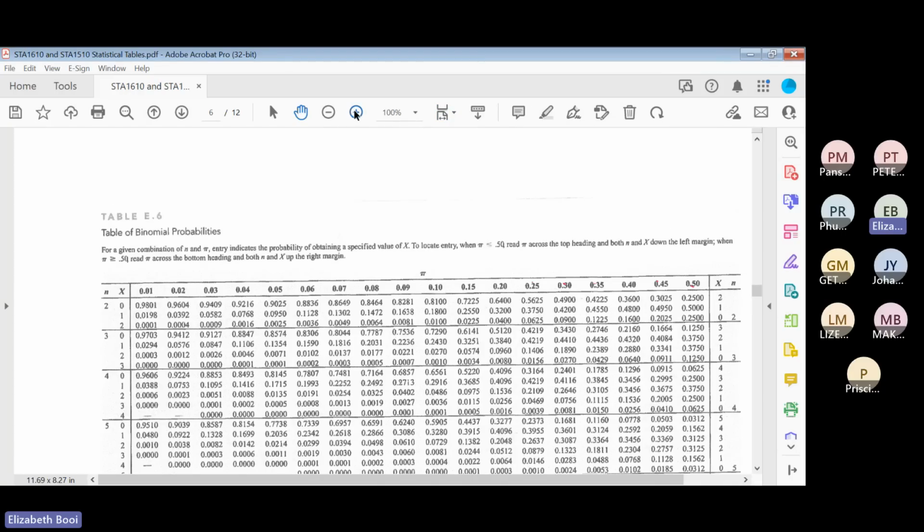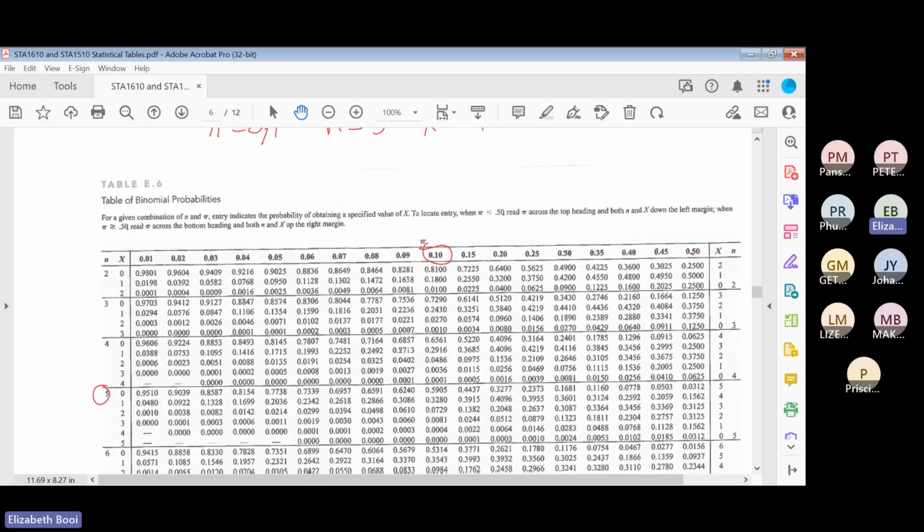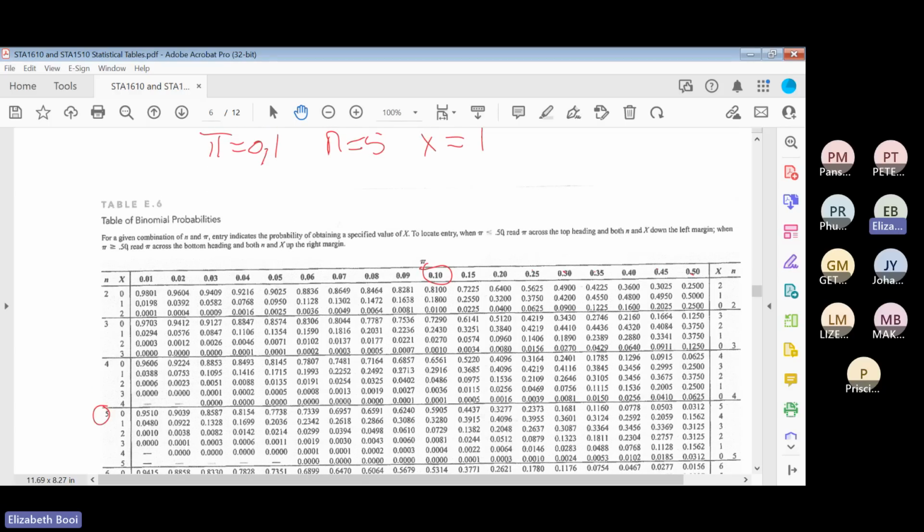So what was our probability of success? Our probability of success was 0.1, our n was 5, and our x was 1. Because my probability of success is 0.1, I must look for it at the top. And when I look for it at the top, it means I'm going to use the left-hand side. So 0.1 is 0.10 on the table. For n, I go and look for n of 5, which is there on the table. And for x of 1, I'm going to look at the x values.